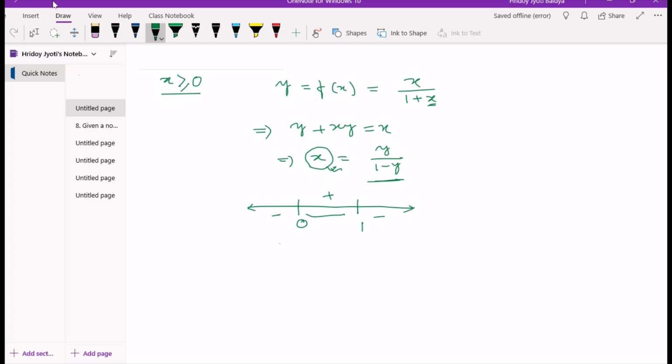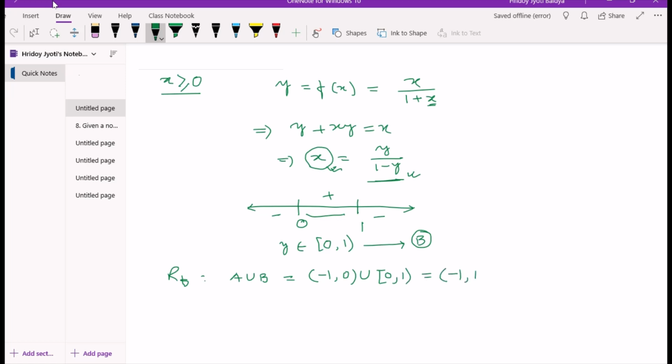So y must belong to [0, 1). Can we take 0? Yes, 0 can be taken, 0 is a value of x. 1 we cannot take, otherwise it will make the denominator 0, which is not possible. So this is the other part of the range, B. So the range of f will be the union of A and B, which is (-1, 0) union [0, 1), which is ultimately equal to (-1, 1), open interval.